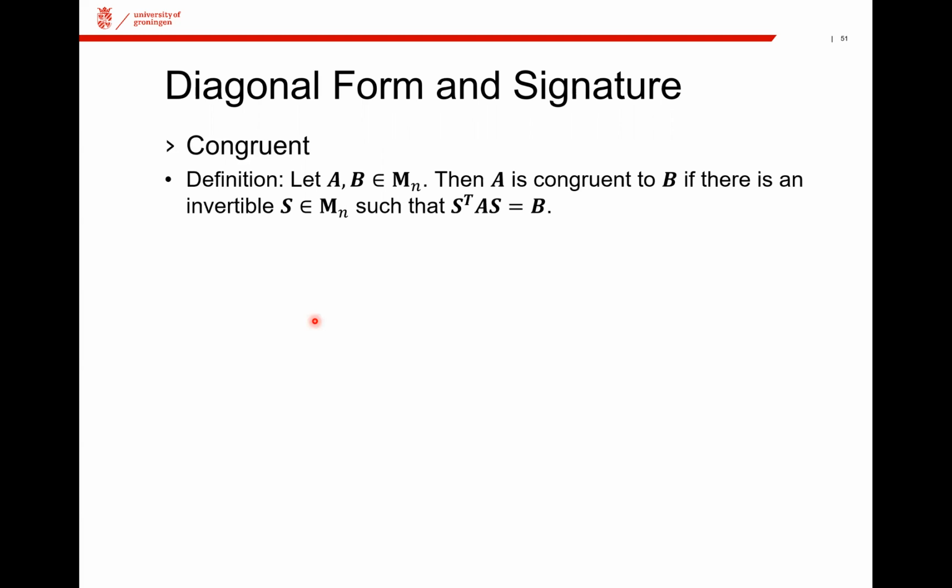Okay, then congruent. Let A and B be matrices with dimension n. Then A is congruent to B if there is an invertible matrix S such that this equation holds, where S is also a matrix with dimension n, and ST is the transpose matrix of S. If this holds, then we say that A is congruent to B.